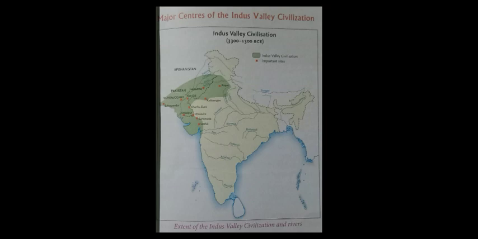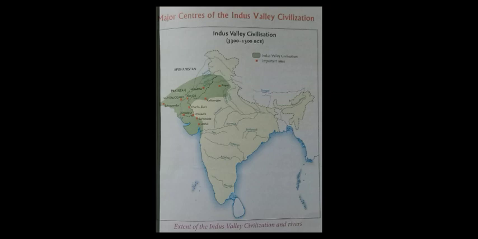The main sources of information regarding this civilization are the archaeological remains unearthed from the various sites, such as seals, statues, ornaments, potteries, and buildings like the Great Granary at Harappa and the Great Bath at Mohenjo-daro. Now, what are seals? Seals are small, flat, rectangular or square shaped clay tablets on which figures of human beings and animals are carved.